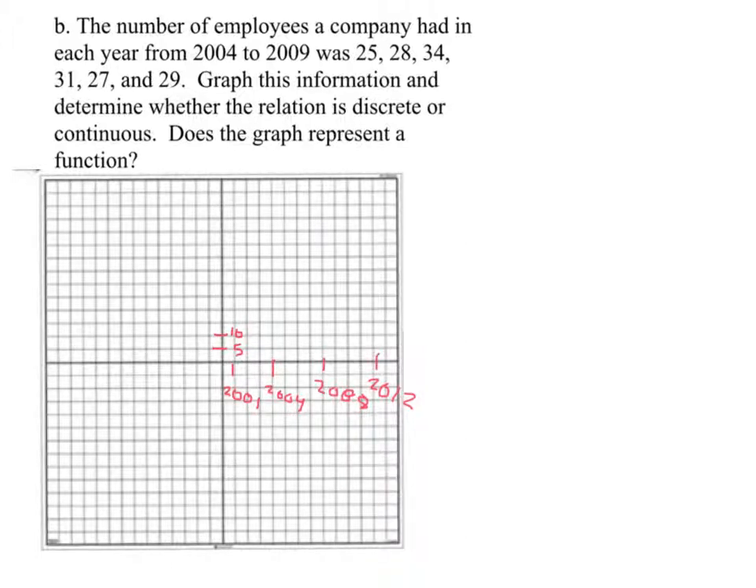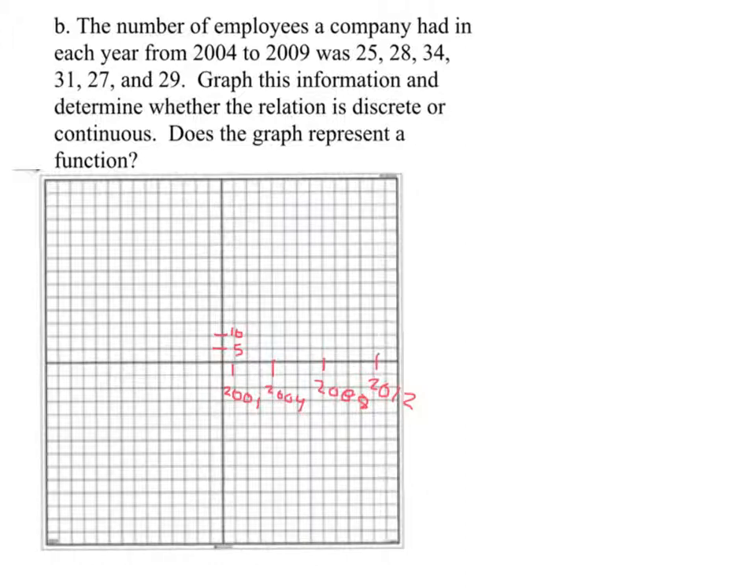So first, I went ahead and labeled some values on the x-axis and some values on the y-axis. On the x-axis, I'm counting by ones, starting with 2000. So 2001, 2002, 2003, 2004, on up. On the y-axis, I'm counting by fives, 5, 10, 15, 20, and so on. So let's go ahead and graph these.